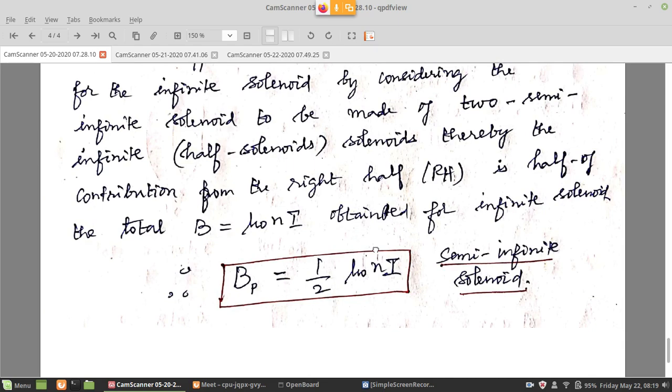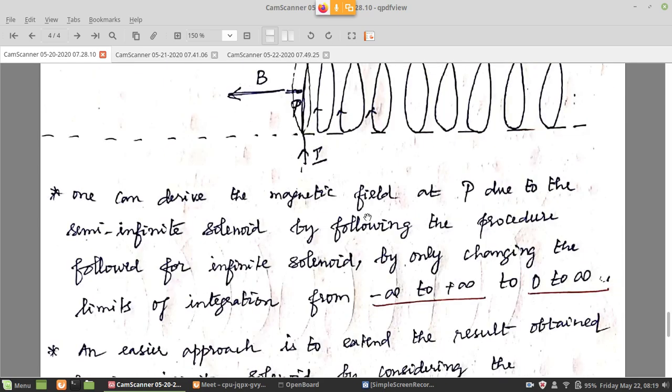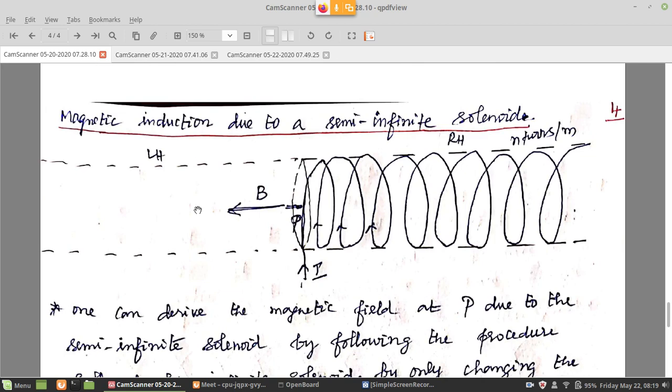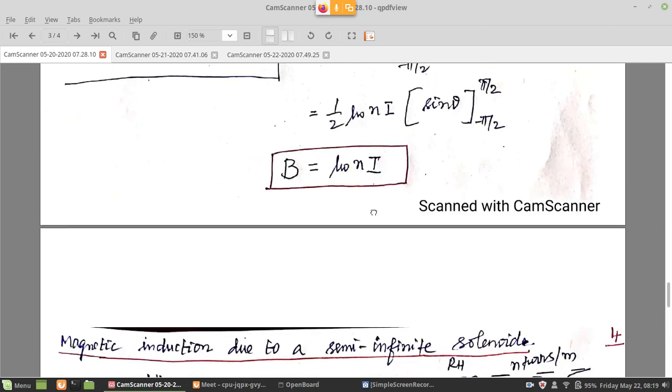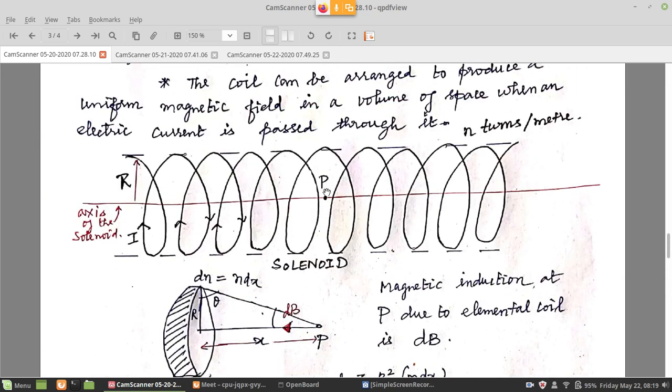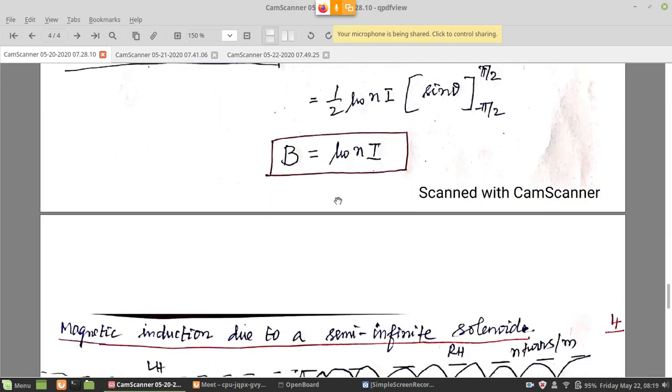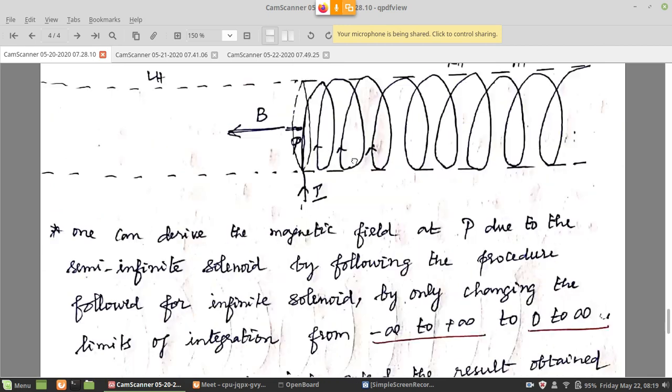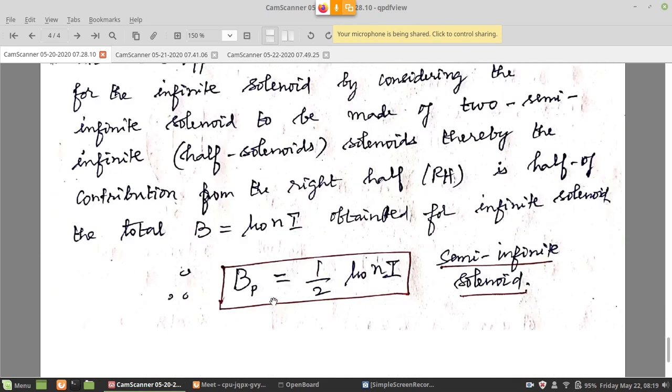Because it is only on the right side that we are contributing to the magnetic field, the left side magnetic field contribution is 0 for this. For the infinite solenoid, both the left side and right side are contributing. P is at the center. Left side coil and right side coil, whatever is there, both will contribute to P. But here it is not the case. It is only half of it. So the result also is going to be BP.